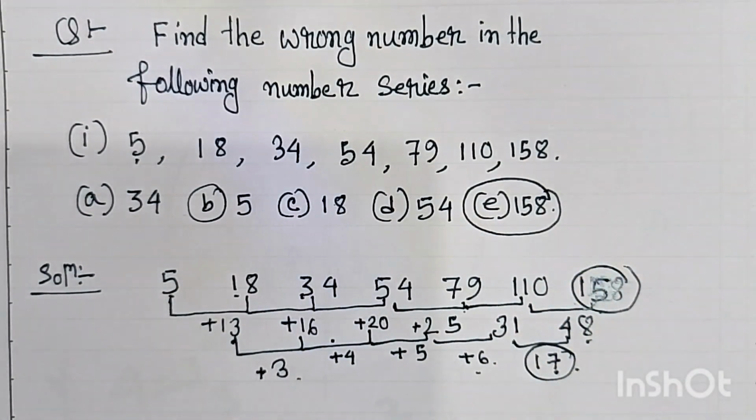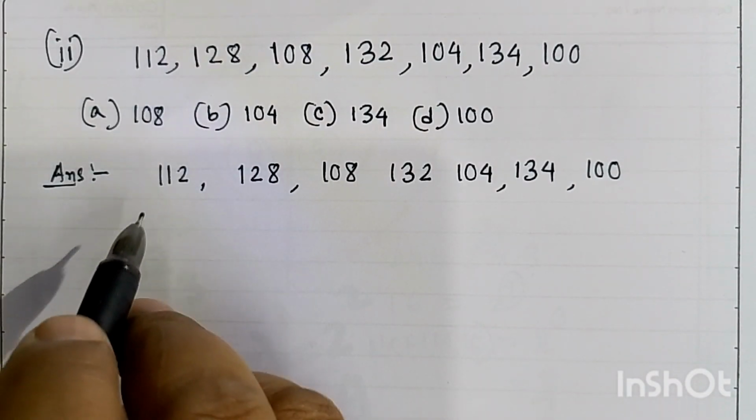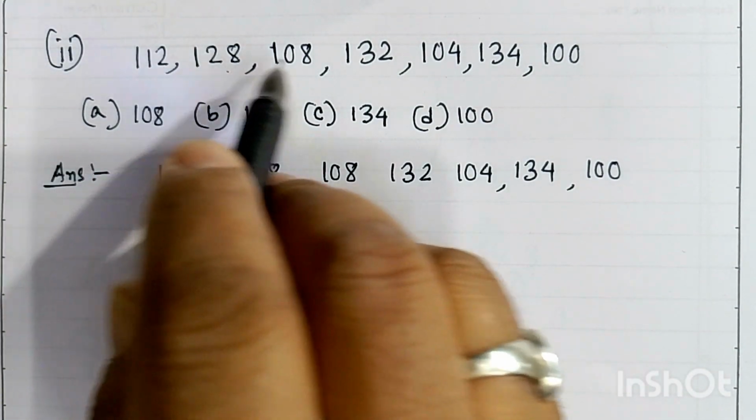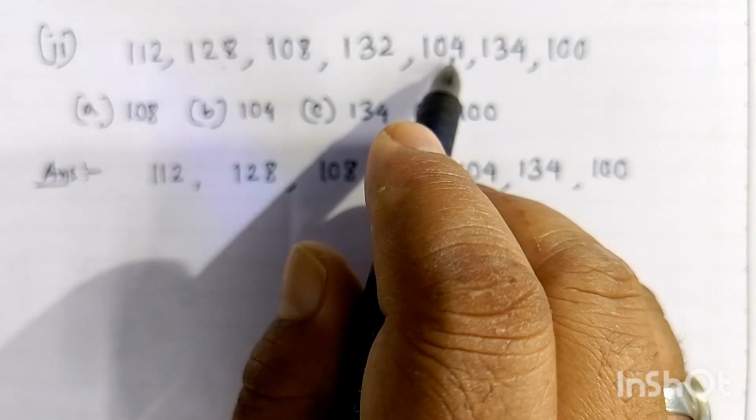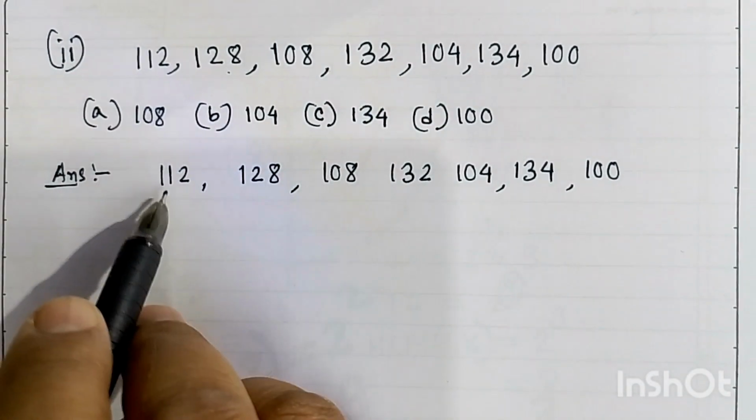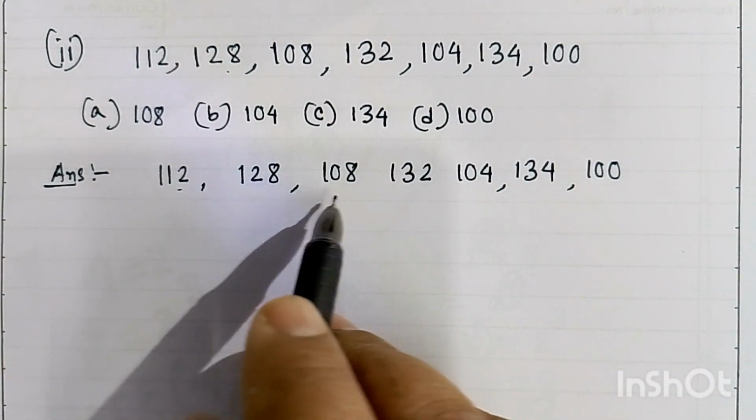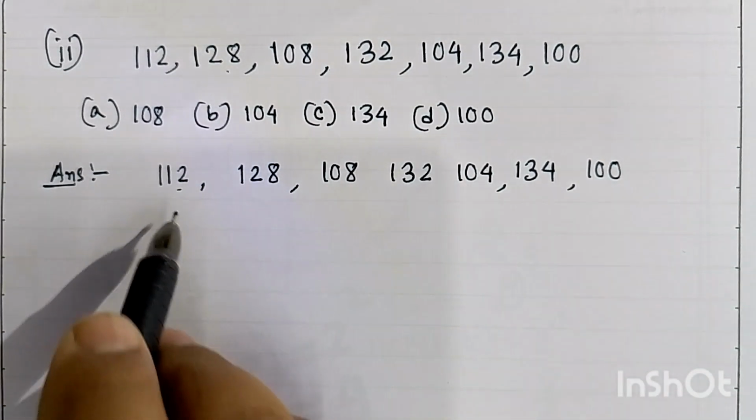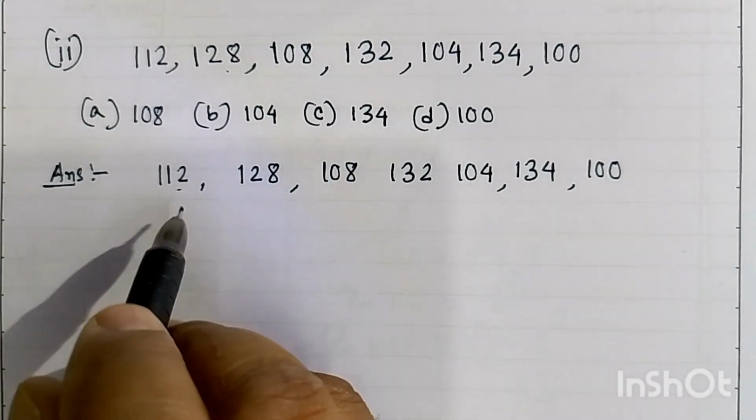Yes, we come to the second question. In the second question, the numbers are 112, 128, 108, 132 and 104. It is in this way. The numbers are alternatively increasing and decreasing. So we try to learn the pattern.